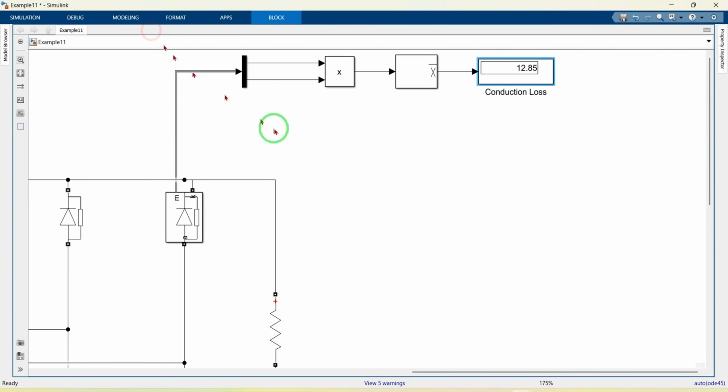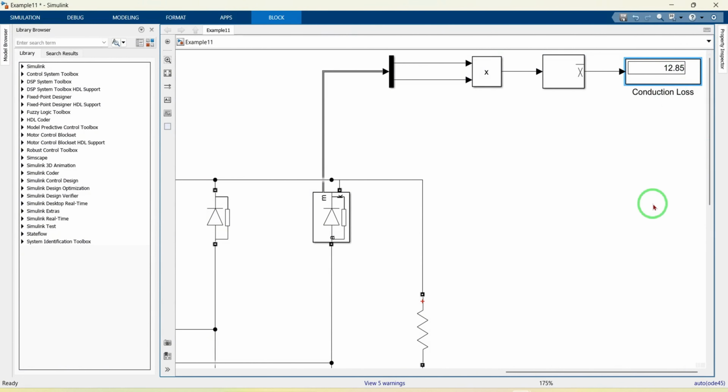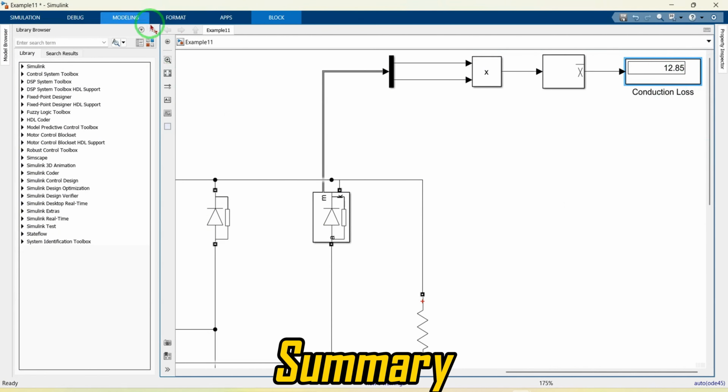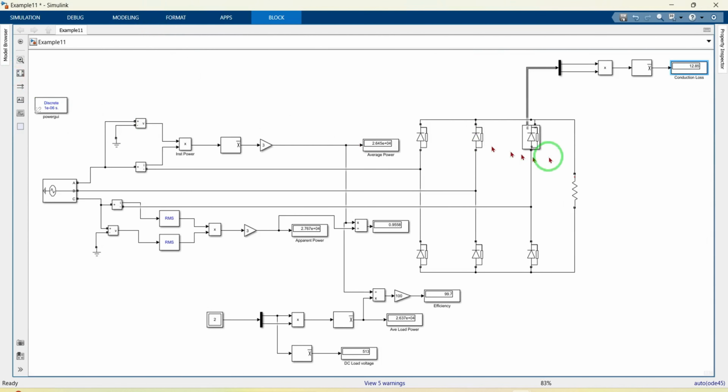Summary. In this tutorial, we performed additional measurements on a three-phase, full-wave rectifier circuit. Your task: perform the same measurements using a three-phase half-wave rectifier.